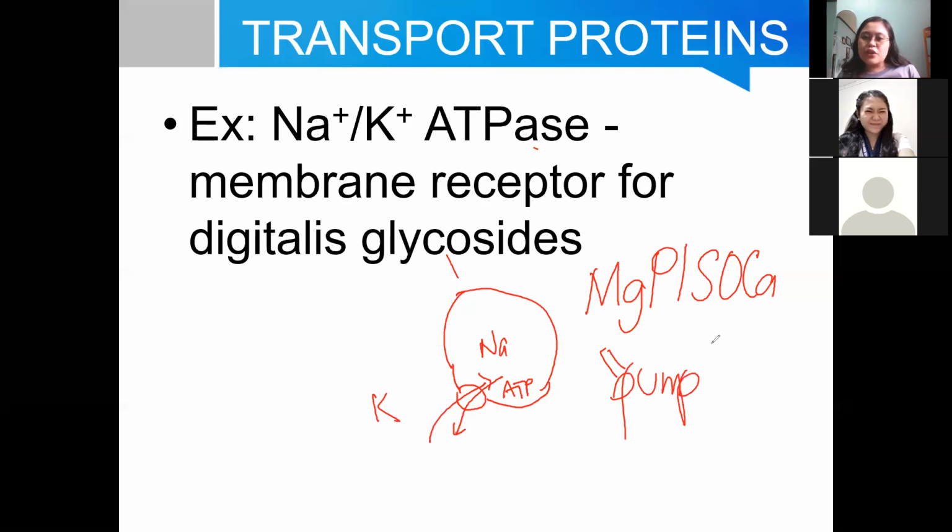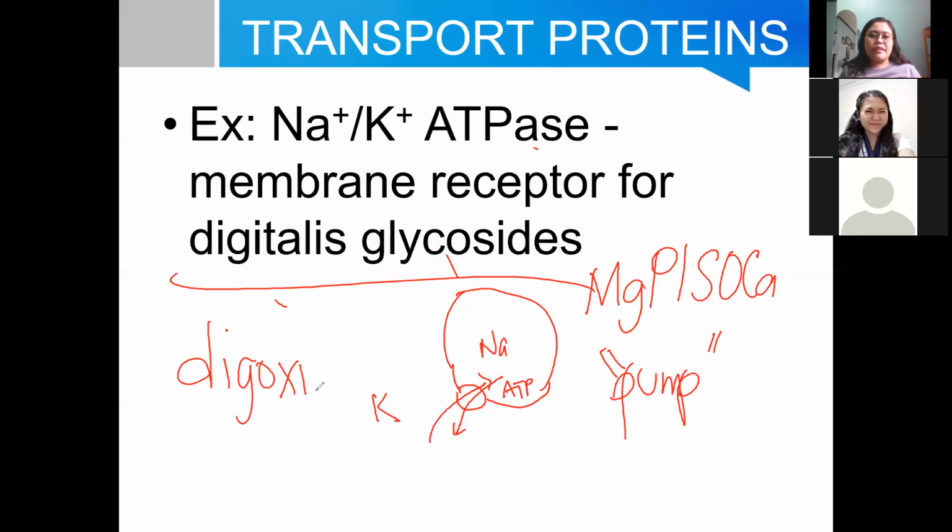So this now is the receptor of digitalis, or to be exact, of digoxin. That is the receptor of digoxin. Actually, when we learn the action of digoxin, it inhibits this. Digoxin inhibits the pump. And as a result, there will be no exchange between potassium and sodium. Thus, potassium will stay outside and sodium will stay inside.